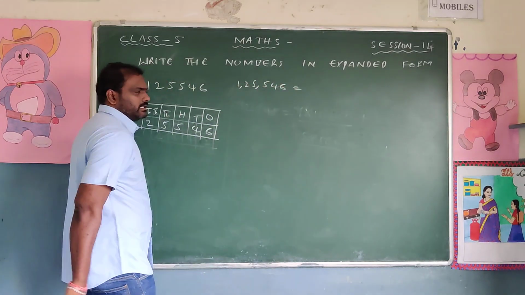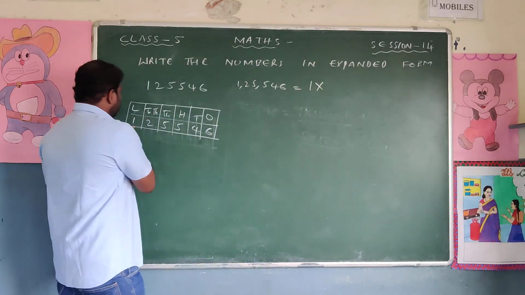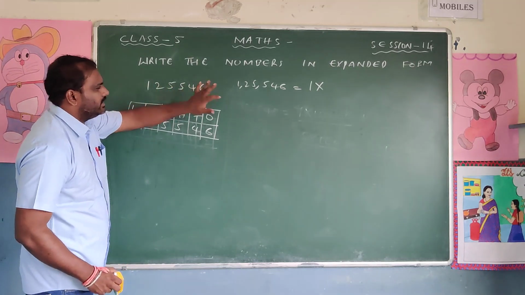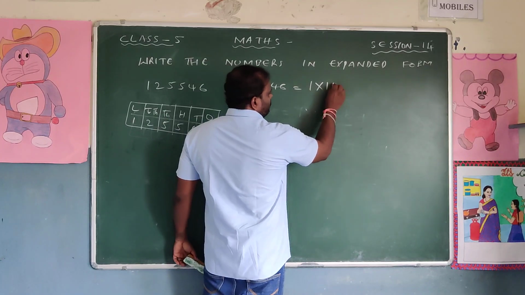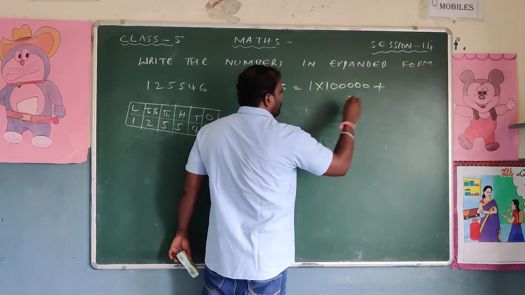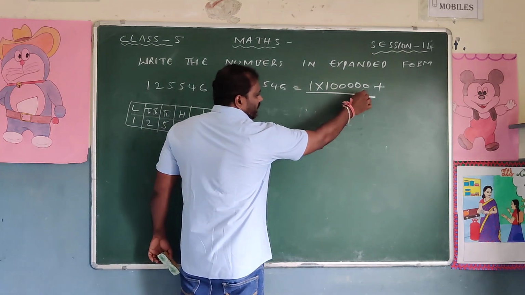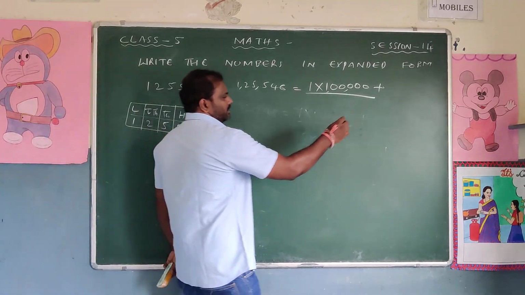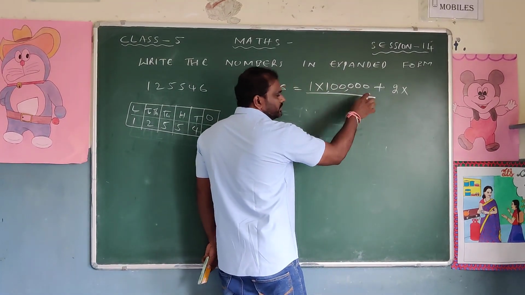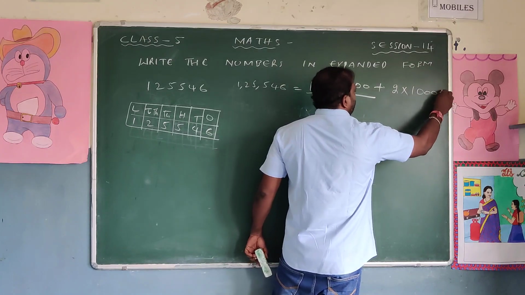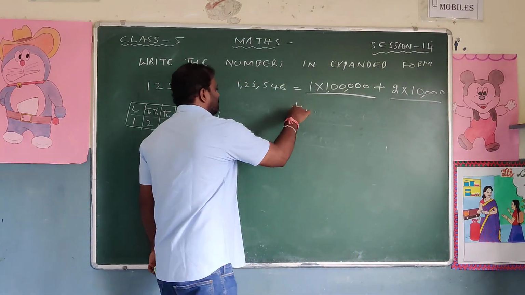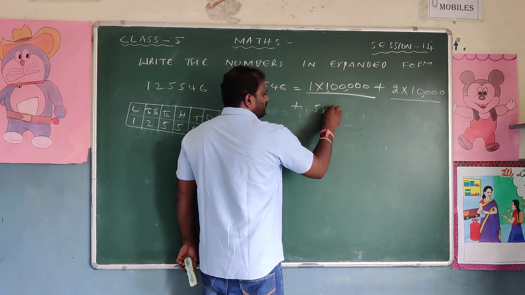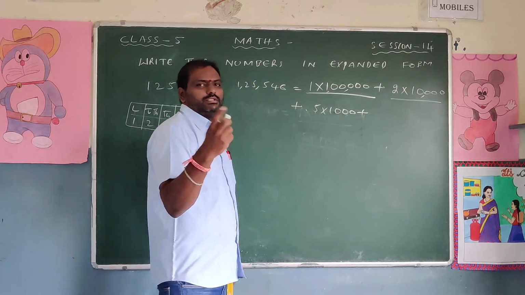1,25,546 can be written as 1 into 1 lakh, which is 1 followed by 5 zeros. Check it: units, tens, hundreds, thousands, 10,000s, lakhs. Then next 2 into 10,000, which is 4 zeros, plus 5 into 1000, because in 1000 we have 3 zeros.